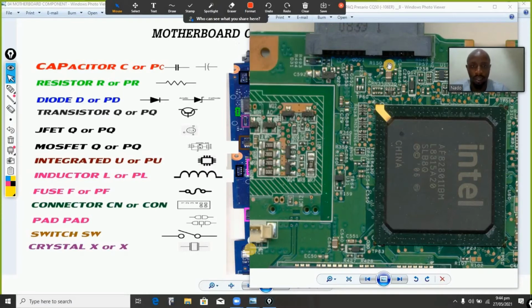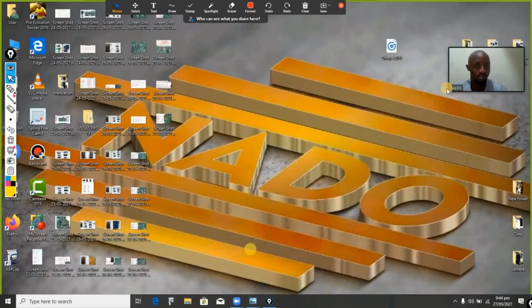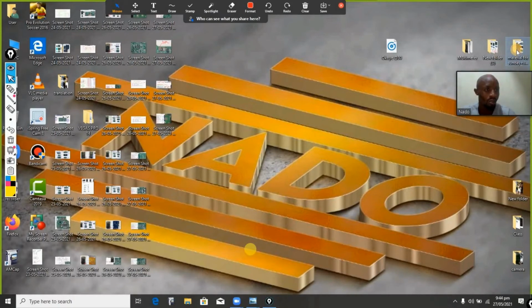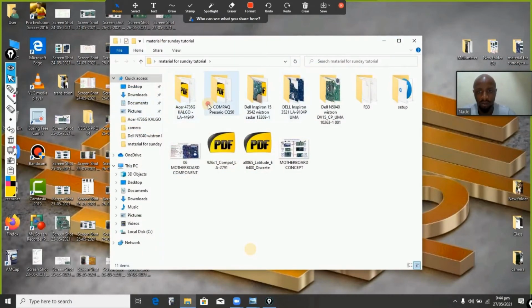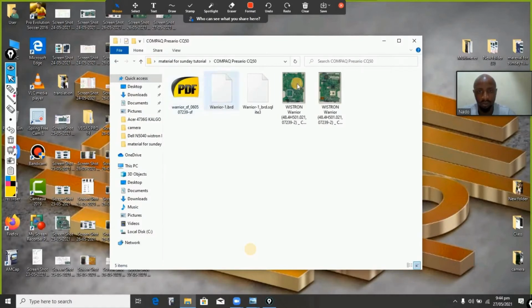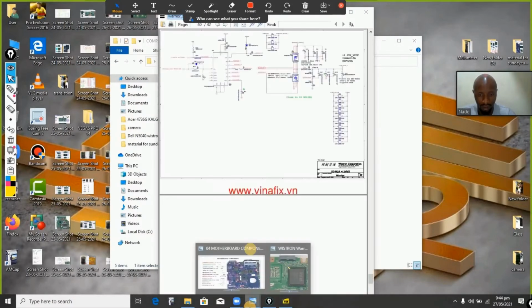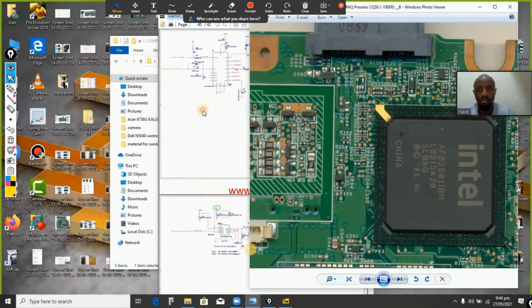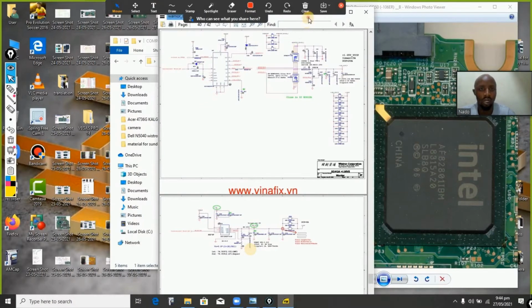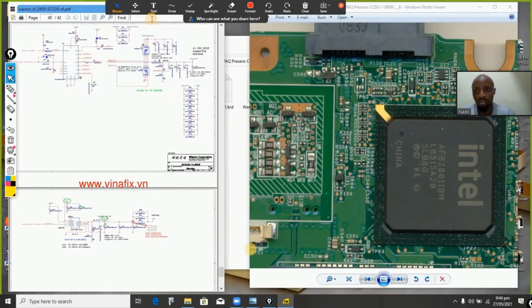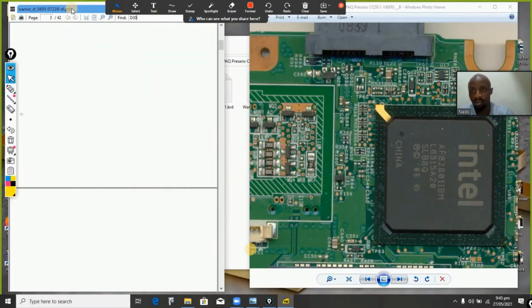So the next thing now is I want to show you in the schematic. So let me open something. Compact motherboard. This is compact motherboard. Okay. This is the schematic, and this is the image here. So what is the location of this diodes? We said one is D30.